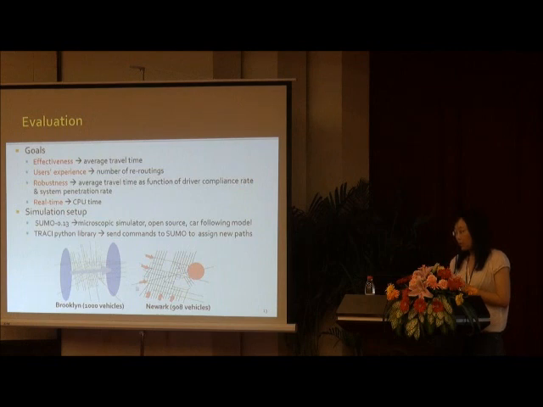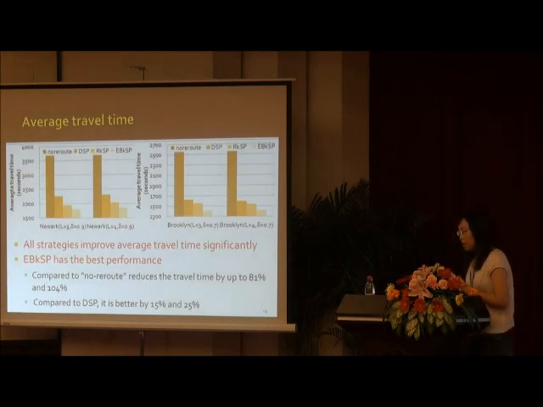The pattern of the traffic flow generated is as shown in these two graphs. The traffic flow is 1 hour: for the Brooklyn network it is 1,000 vehicles, and for Newark it is 908 vehicles in 1 hour. As we can see, for average travel time, all the strategies improve the average travel time significantly. In particular, the EBKSP, which is the entropy-based strategy, has the best performance. Compared to no rerouting, it reduced travel time by up to 80% and 104% in the 2 networks. Compared to the basic dynamic shortest paths, it is better by 15% and 25%.